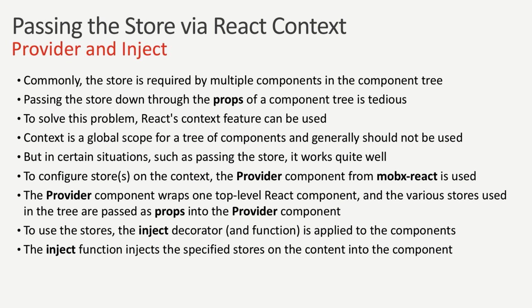Now, one way of doing this with React is to pass the store down through the props. This actually proves to be quite tedious and really frustrating for the most part, especially with larger component trees. So instead, we can use something called React's context. Context can be thought of as like a global scope for the tree of components. So the idea is you make the store available on the context, and then with very little setup, all of the components in the tree can actually access that.